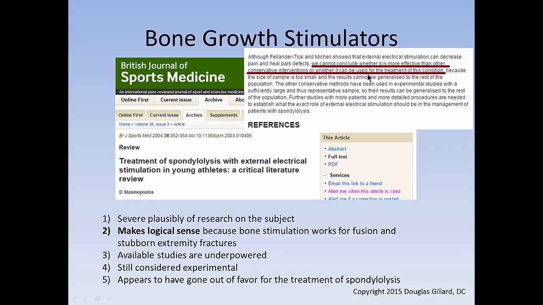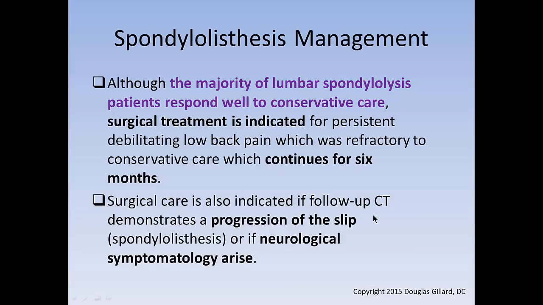So this meta-analysis couldn't really conclude whether or not it would be useful. But even though there's a paucity of research, what's that mean, paucity? That means it's scarce. There's not a lot of it. But it makes logical sense because bone stimulators work for lumbar fusion and extremely stubborn fractures. So I just don't think we've had enough good studies to make an opinion, which was kind of the point of this study. But they have appeared to grow out of favor.